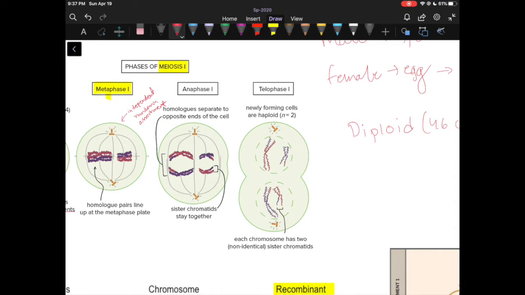All right, so now we move on to the next step, where anaphase 1 occurs. And in anaphase 1, what happens is our homologous chromosomes are pulled to either side of the cell in a process called segregation.